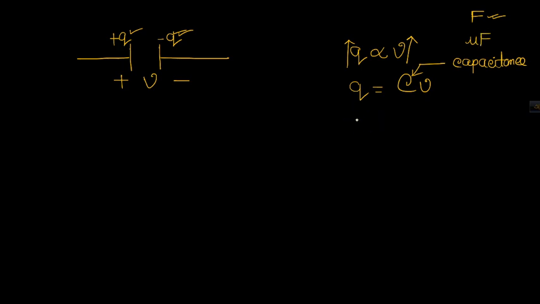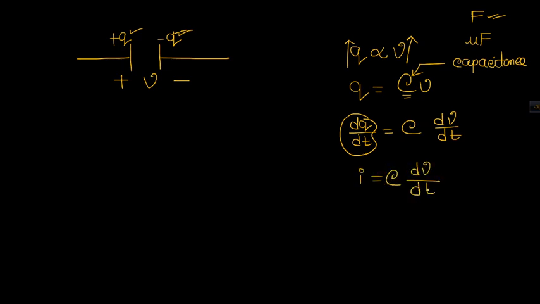Okay, now the main thing is we have to differentiate with respect to time, as c is constant, so let it go. Let's differentiate the voltage difference. Now when we differentiate the charge with respect to time, we will get the current. So I is equal to c dv by dt. Okay, so this is the equation for the current across the capacitor. We will use it later.